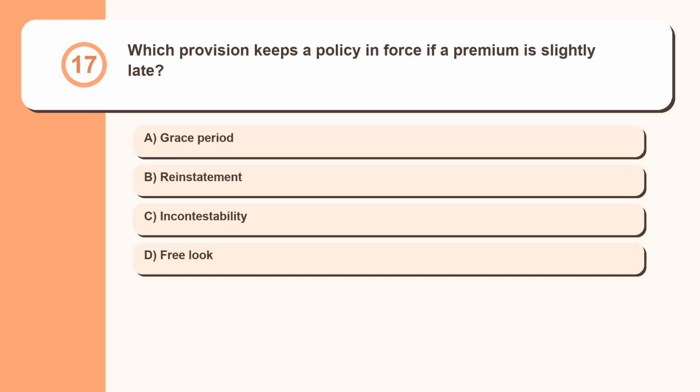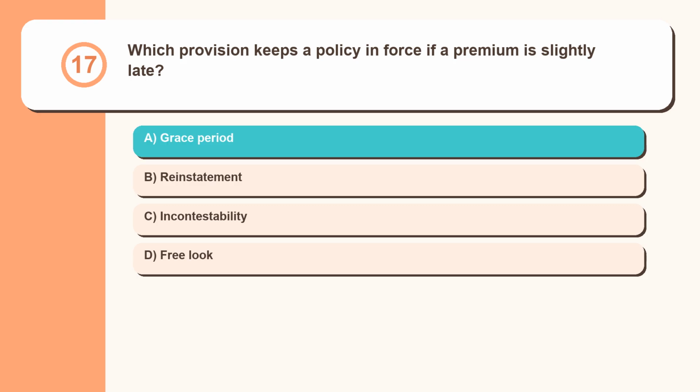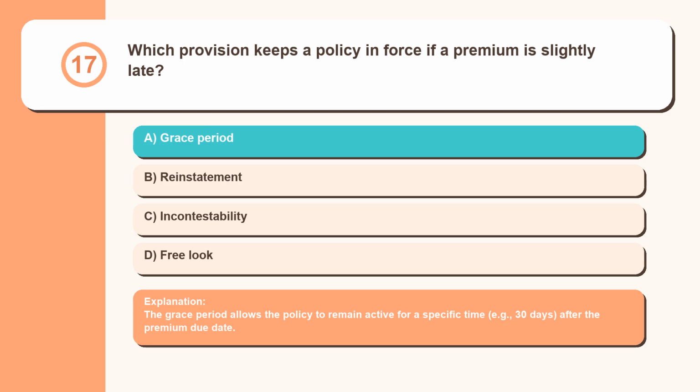Question 17. Which provision keeps a policy in force if a premium is slightly late? Grace period, reinstatement, incontestability, free look. The grace period allows the policy to remain active for a specific time, example 30 days, after the premium due date.